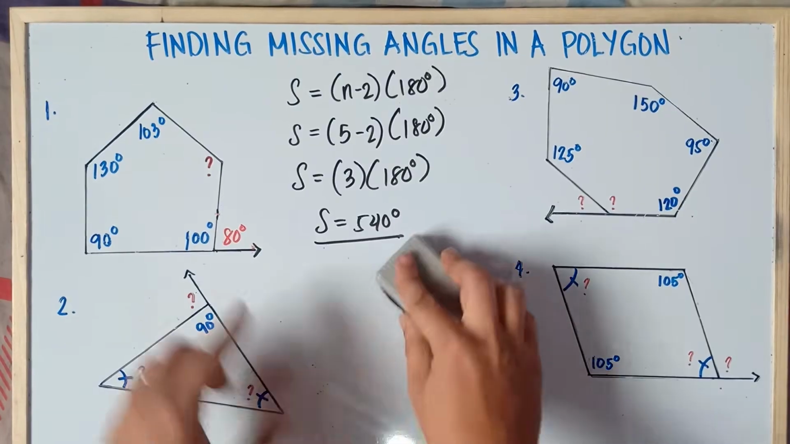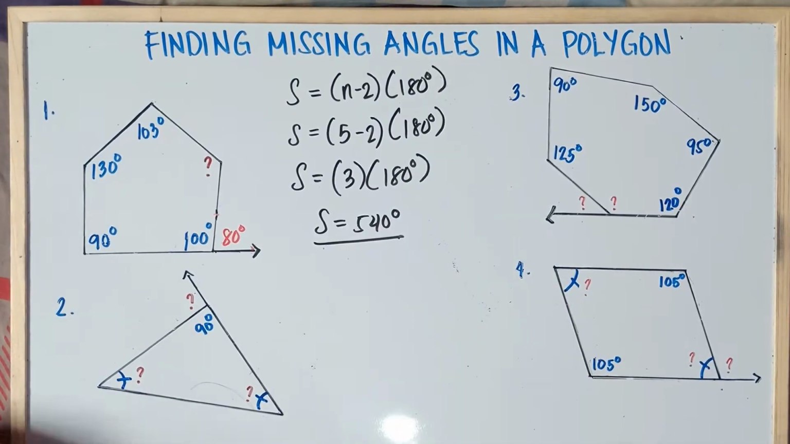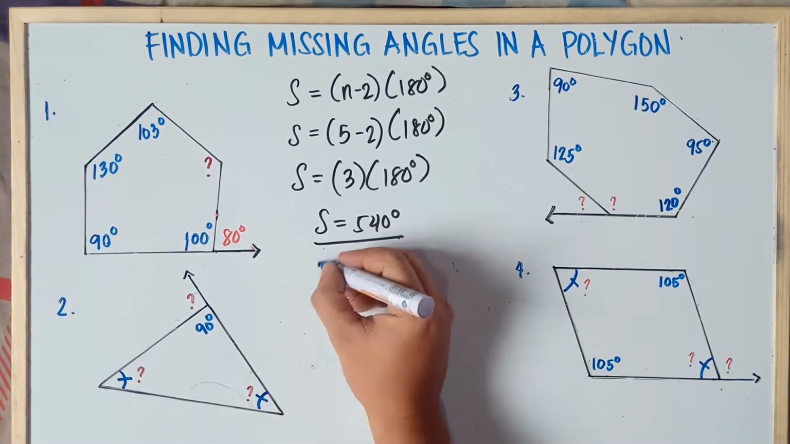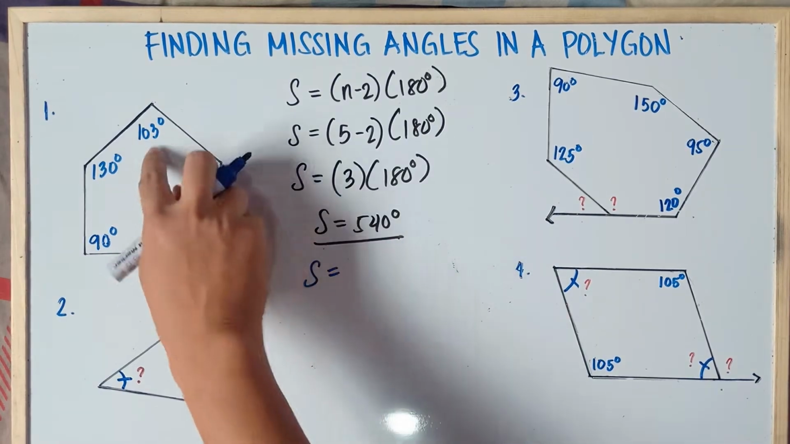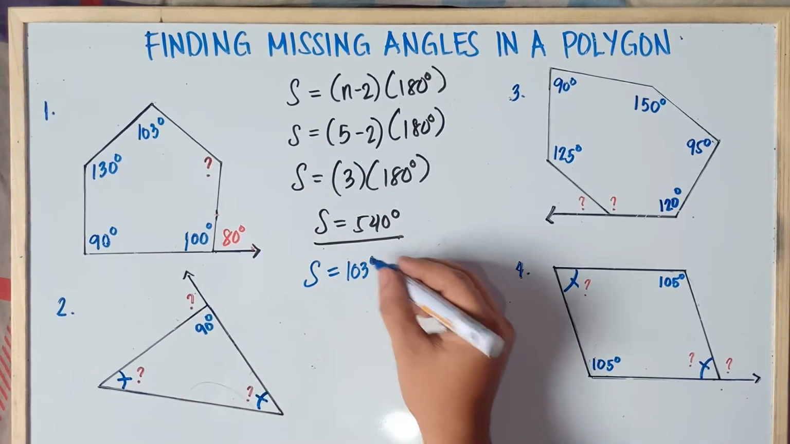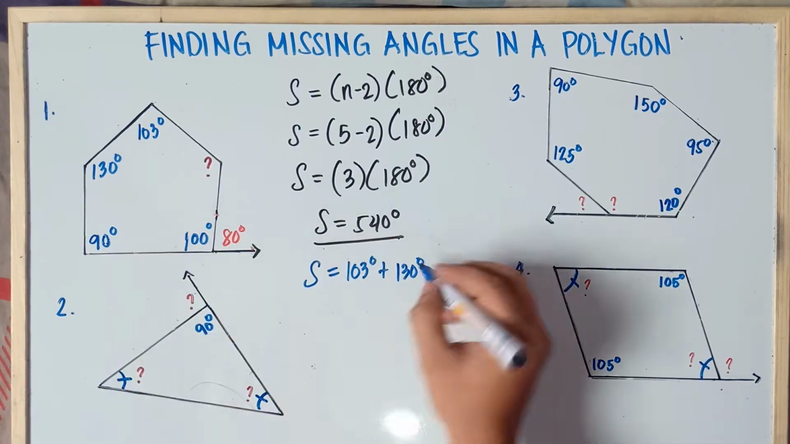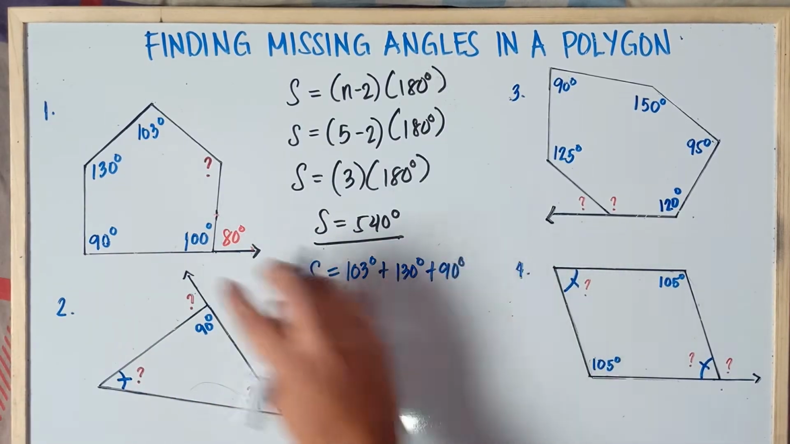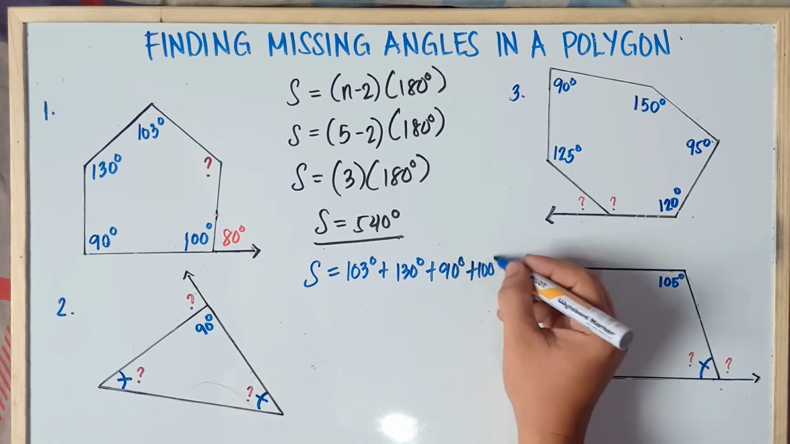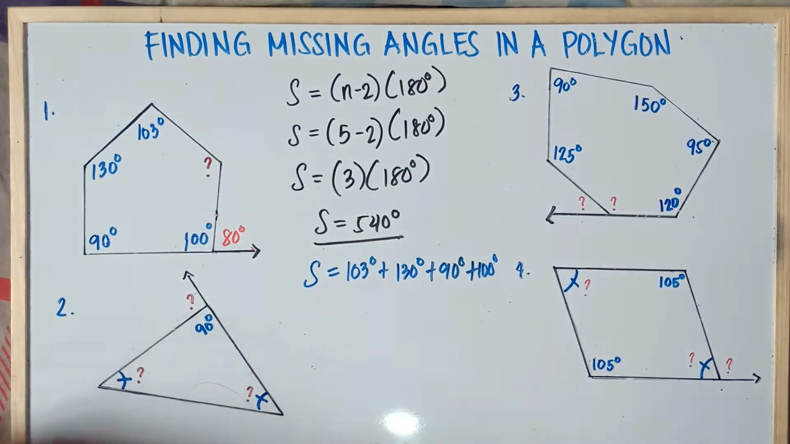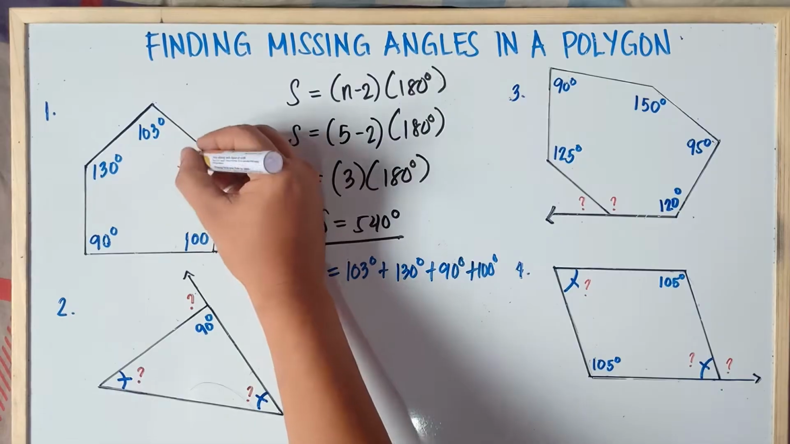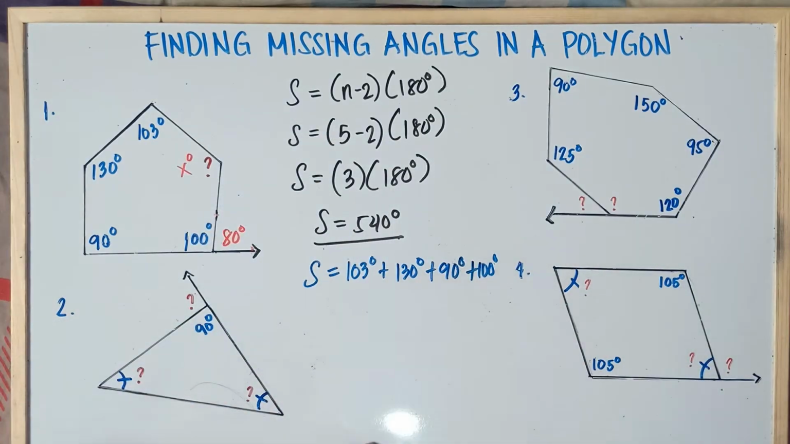So let's find that angle. Once again, we have the sum. The sum equals this given angle, 103 degrees, plus 130 degrees, plus 90 degrees, plus 100 degrees, and then plus this angle, let's label this one as x, plus x degrees.